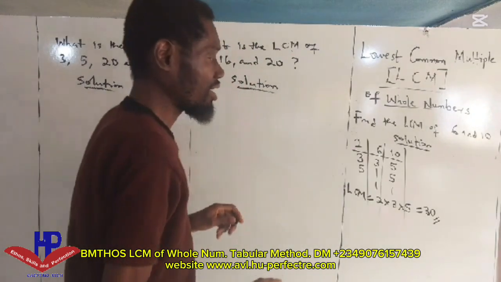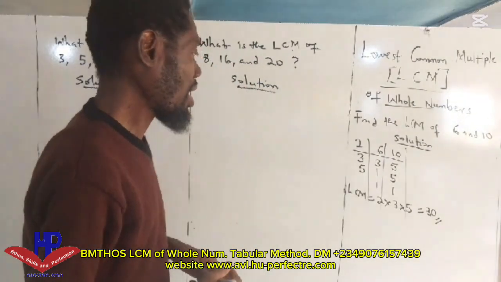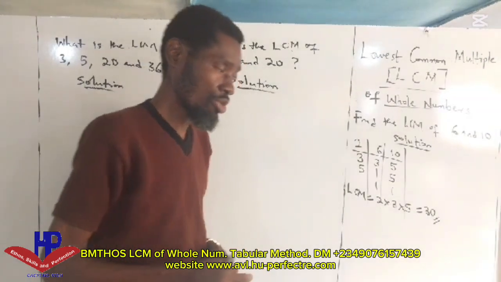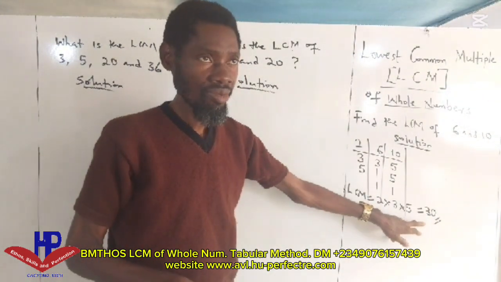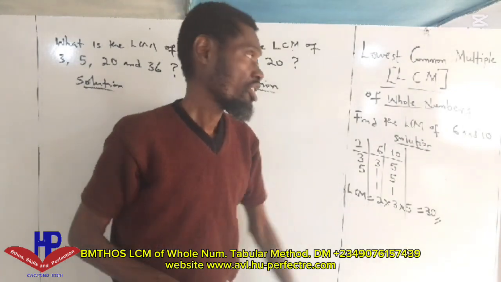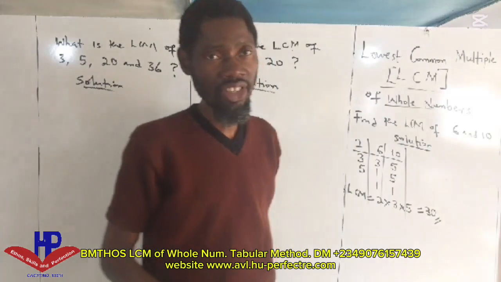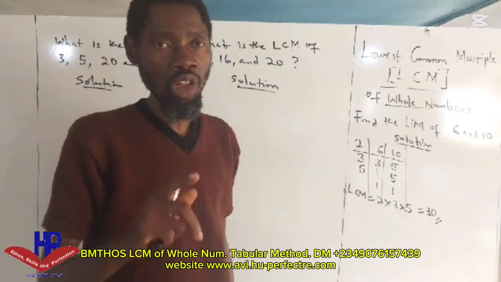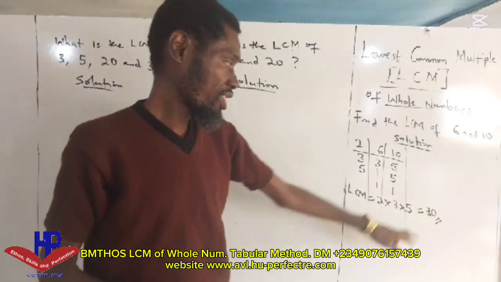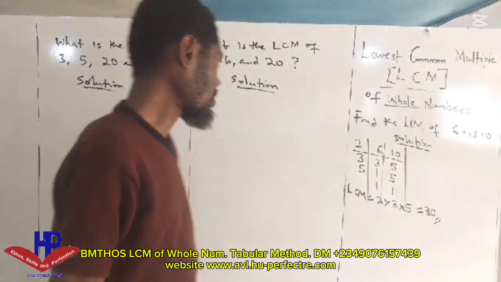So our answer, our lowest common multiple for 6 and 10, is 30, not 60. Some students will end up multiplying 6 and 10 to have 60. That is not the lowest common multiple. The lowest common multiple is 30 after going through the right process. Let's see the next question.